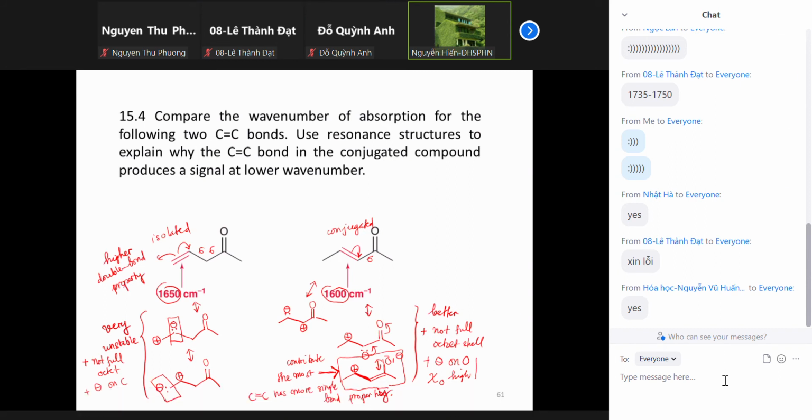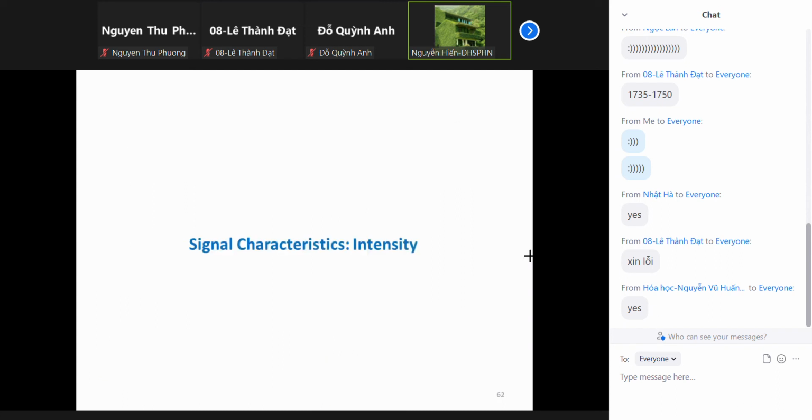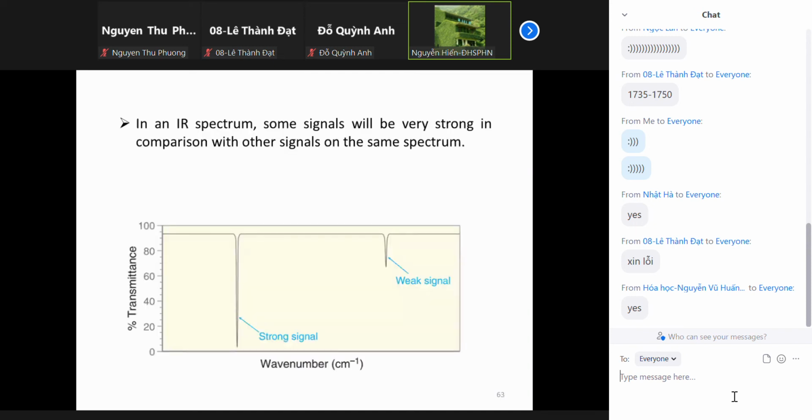So you can take notes about this and have a look again at home by yourself. Okay. In the next section, we will discuss the next parameter of signals in infrared spectrums, intensities, and we will analyze factors that influence these properties. In an infrared spectrum, some signals will be very strong in comparison with other signals on the spectrum.